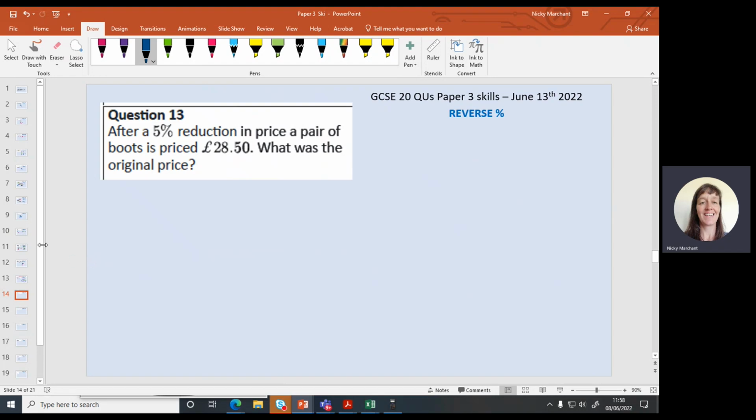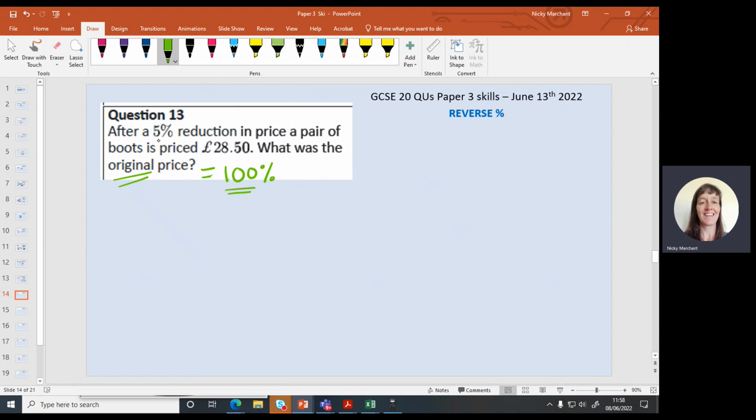This one, though, says after a 5% reduction, boots, they're priced at £28.50 after a reduction. The clue here is saying what was the original price. It might say what was the starting price, what was the price before it was reduced. And the original always equals 100%. Keep that in mind. The original, the starting price is always 100%. So they want you to tell them what it started out at.